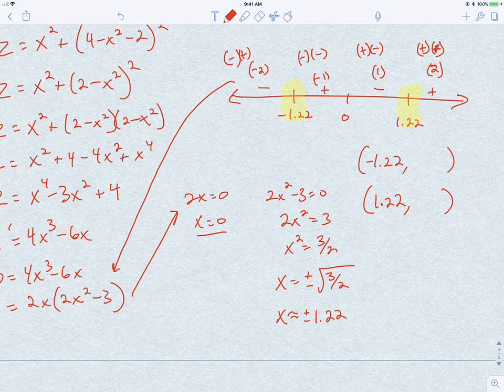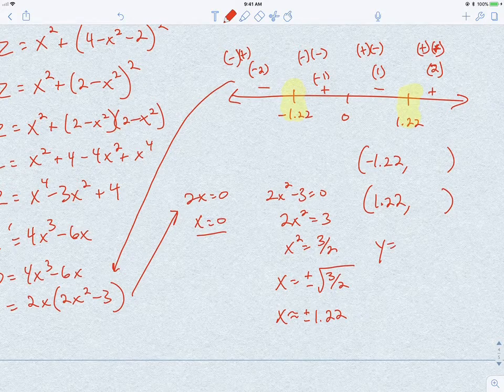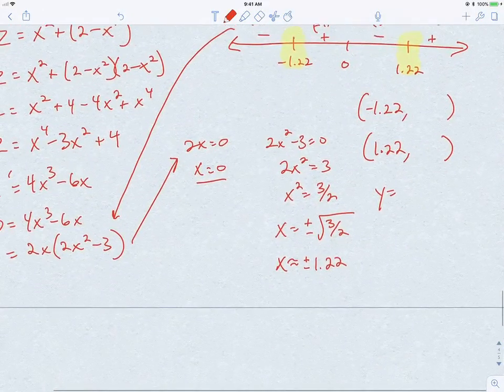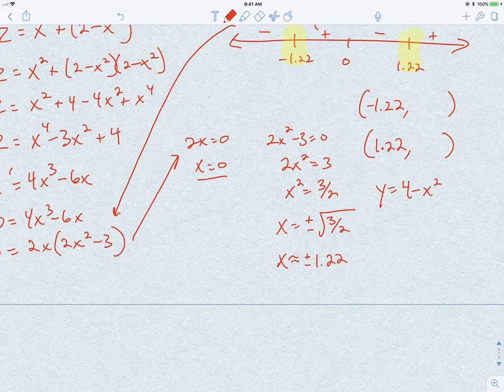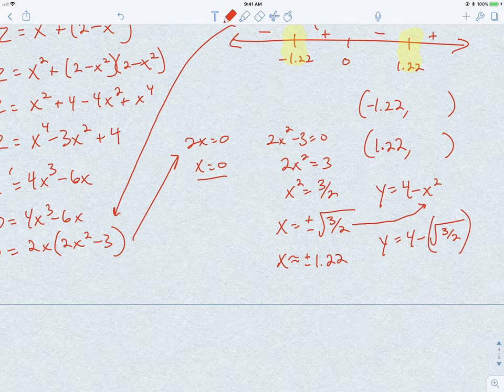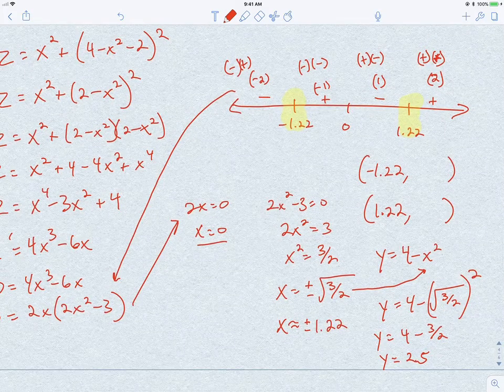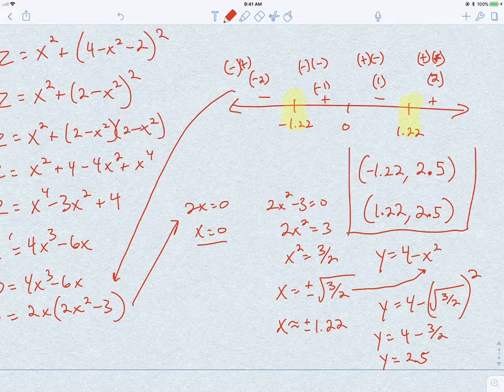Now I need to get the y values of those points. So I plug them back into the secondary equation, which was y equals 4 minus x squared. When I plug them in, I'm going to use the exact number, not the decimal approximation, because I'm going to square it, so that's going to get rid of my square root. So 4 minus 1.5 is 2.5. I'm going to get that for both, because when I square the positive or the negative square root, it's going to become positive anyway. So there's my answer.